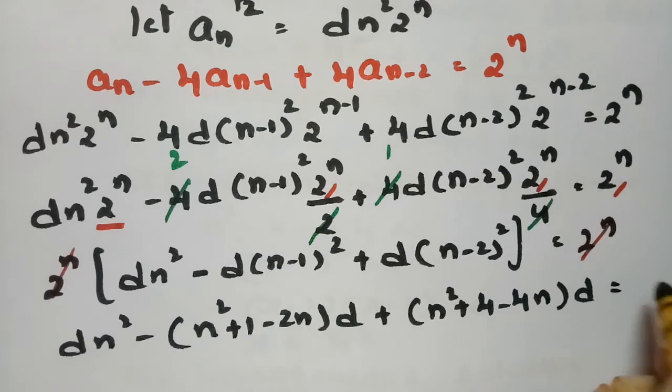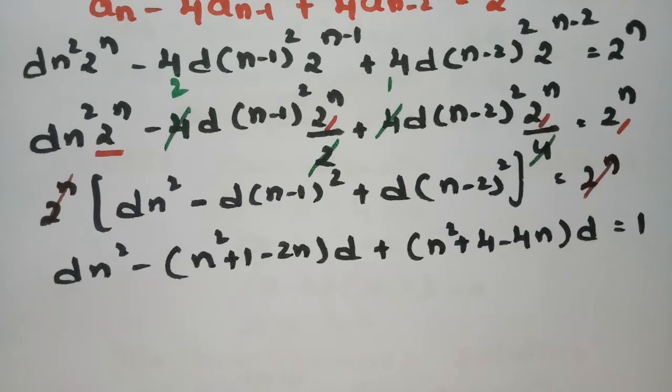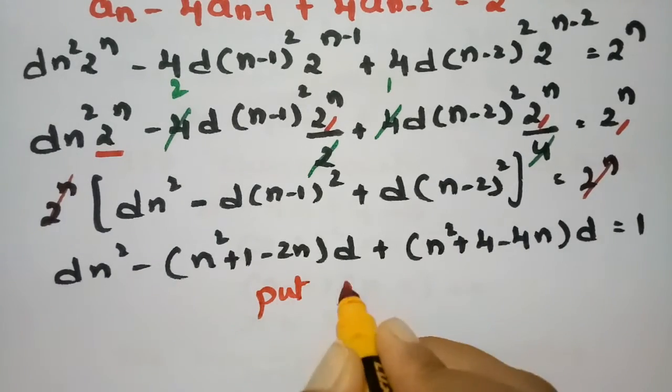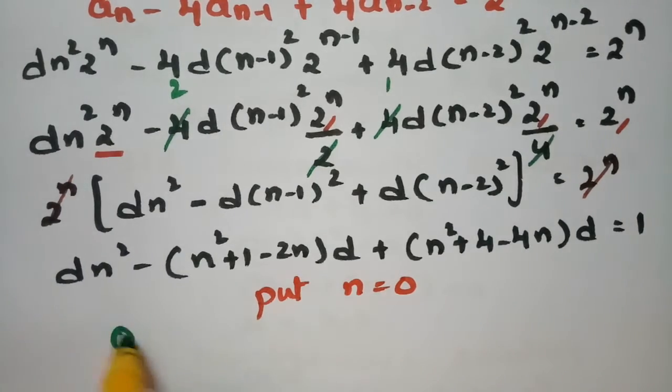So this time, if I cancel, 1 remains here. So we need the values of d here. For getting the values, we have to substitute n equal to 0. If we put n equal to 0, see what happens. So this value will be 0.